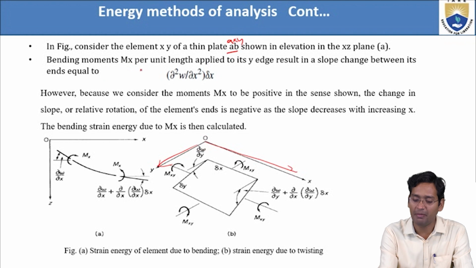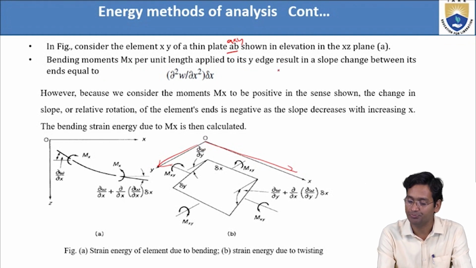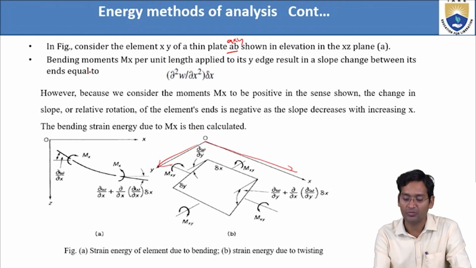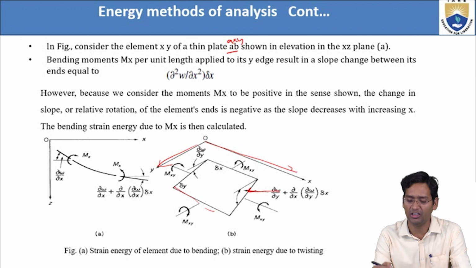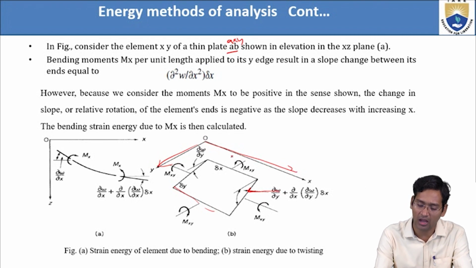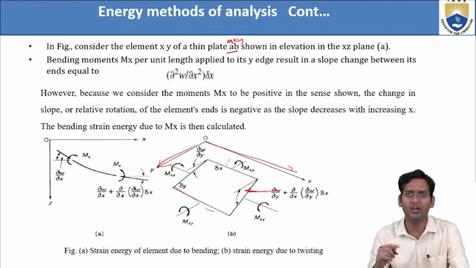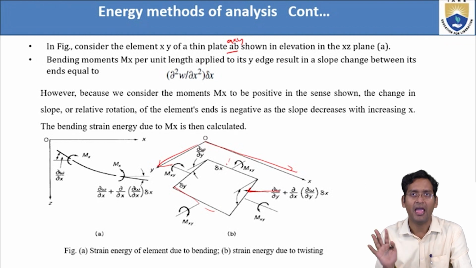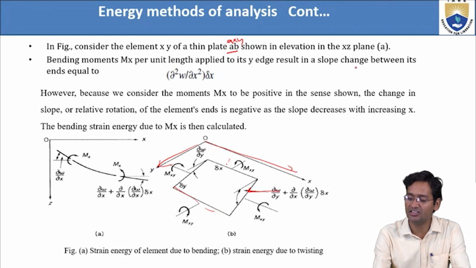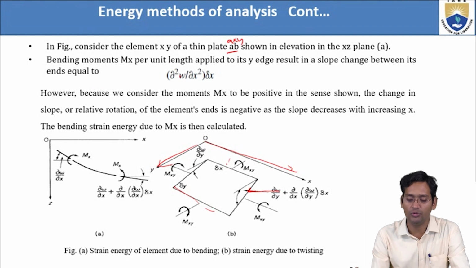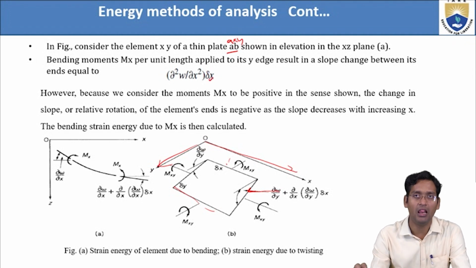A bending moment Mx per unit length applied to its y edge results in a slope change between its ends equal to del 2w by del x square into dx. So along the y edge, if suppose this is x and this is y, then we apply it there. Depending upon what you take, you can take this as y and this as x, then you have to apply the moment here. Wherever you take along the y edge, you have to apply. You can apply for the x edge also, then in terms of x, you have to find. Now in terms of the x edge, if you apply, then this will be del y along the x if you bend.